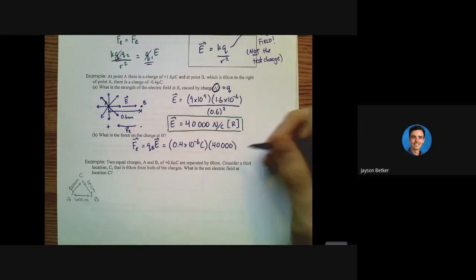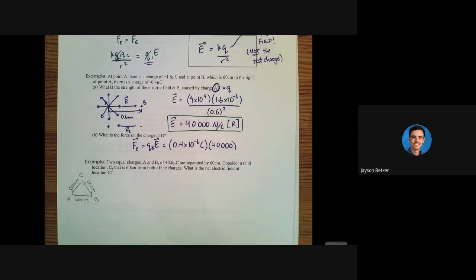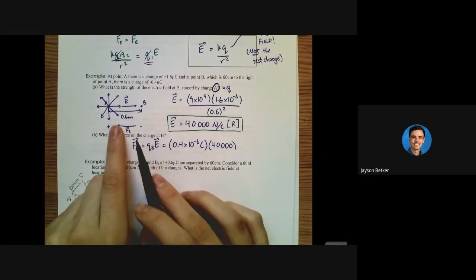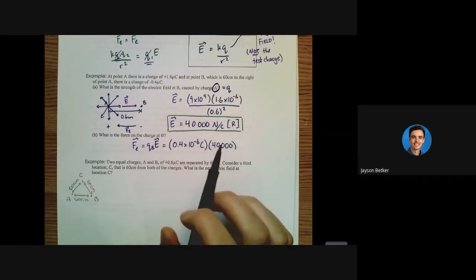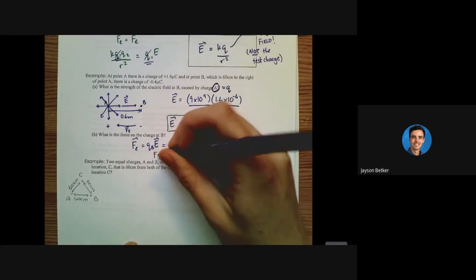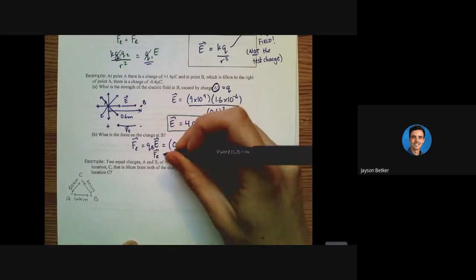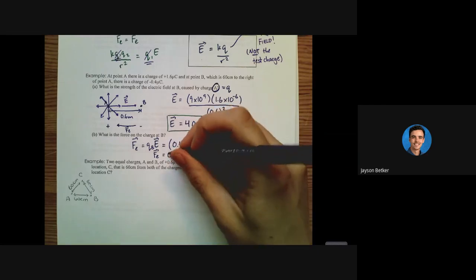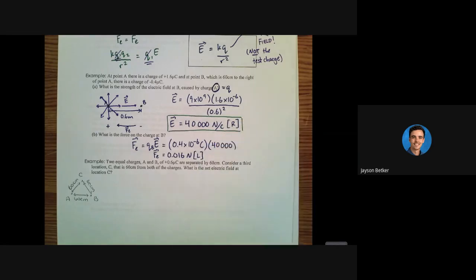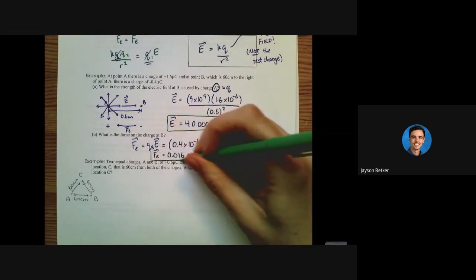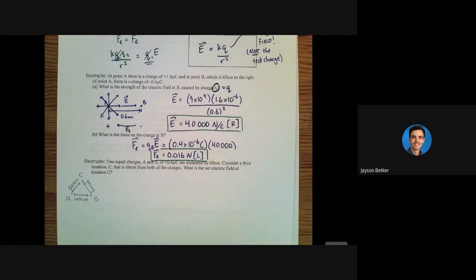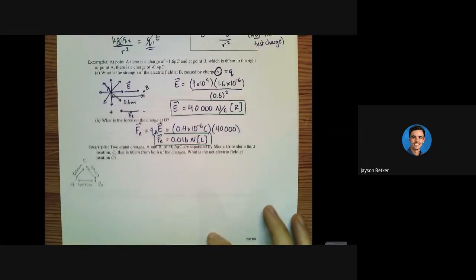Now, we can't really do vector addition in this sense. We just have to realize by drawing or by thinking that if this is a negative charge and that was a positive charge, then a negative charge is always going to feel a force in the opposite direction of the electric field. So FE at B is equal to 0.016 newtons to the left. Okay, so there is our little introductory example.